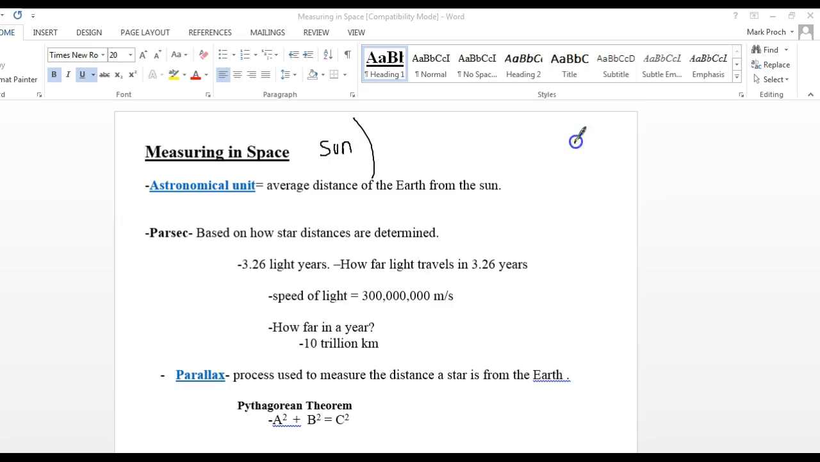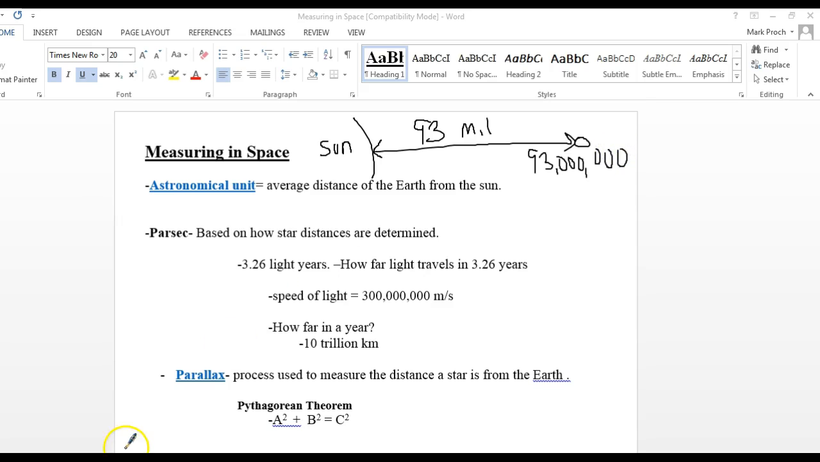okay, and the Earth right here. So we could say that the Earth is, we could do miles, 93 million miles. Okay, that's not so bad. 93, and then 0, 0, 0, 0, 0, 0.